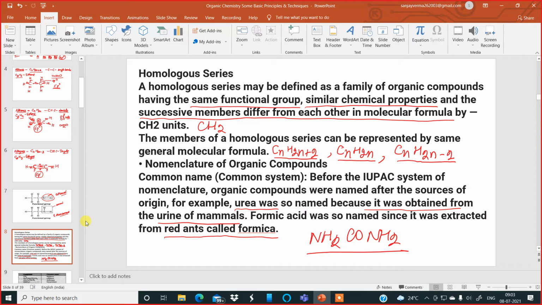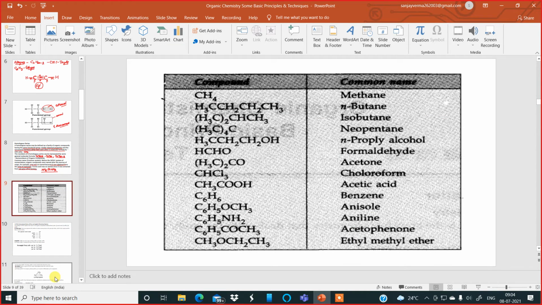But today we don't have the common system of nomenclature. Today we follow the International Union of Pure and Applied Chemistry. There is a body which is responsible for naming organic compounds. If you look at the next chart on the screen, the first compound chemical formula is CH4. Its common name is methane. Its IUPAC name is also methane.